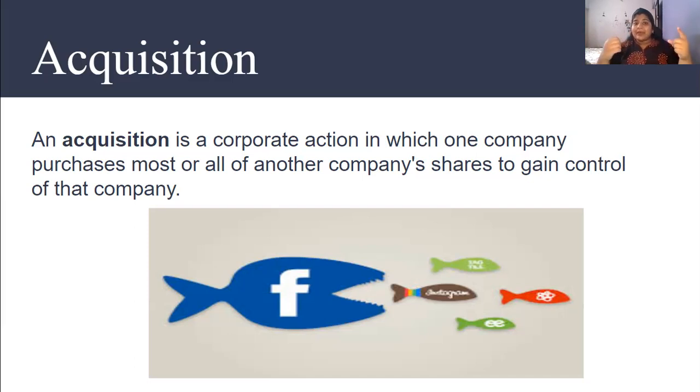In merging, both companies get together and form company C. But in acquisition, company A buys most of company B's shares and owns it. They acquire it. They buy the company. That is acquisition. So they gain control of company B. They gain ownership of the company by buying most of its shares.